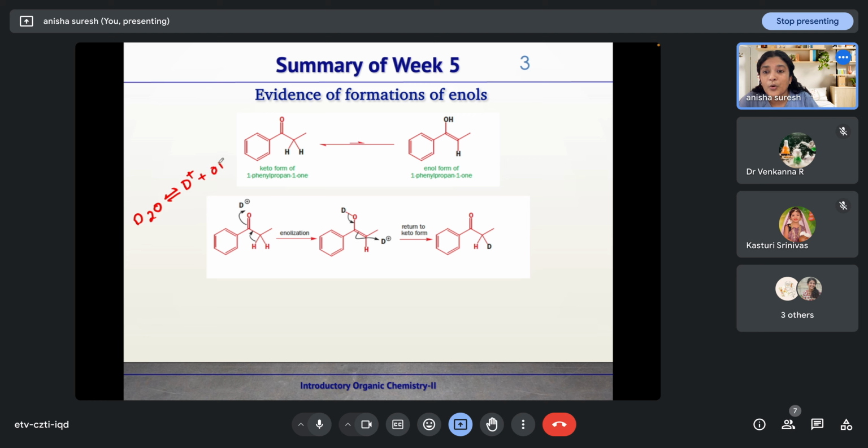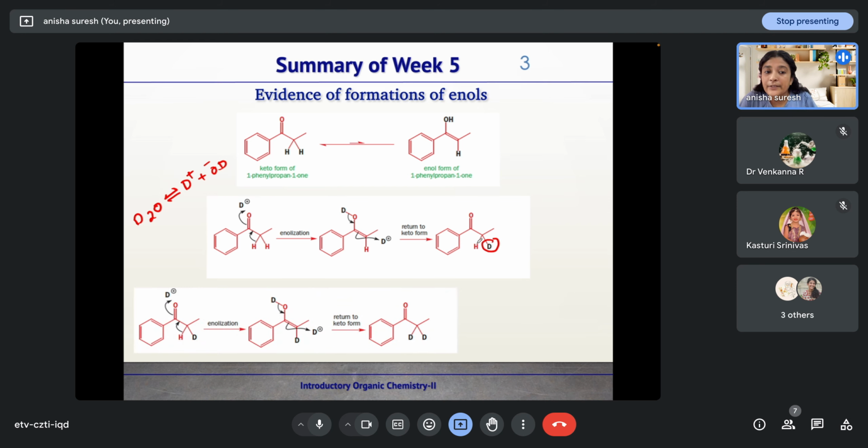D plus and OD minus, and it will undergo enolization. OD minus can abstract this proton. It can lead to reorganization in this fashion, and finally abstraction of D plus, and once it reorganizes, it will return to the keto form, and we will have deuterium in place of the proton. So when we see NMR or mass spec, we can find an extra M plus 1 peak. Thus we can determine that this has undergone enolization and then insertion of deuterium into the ketone.